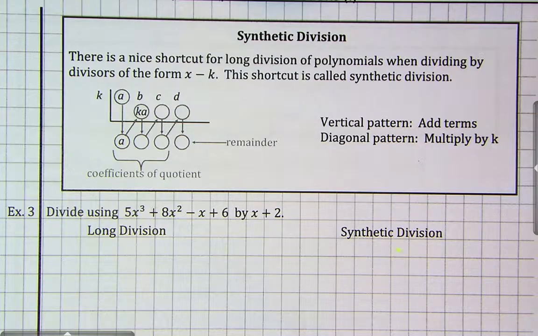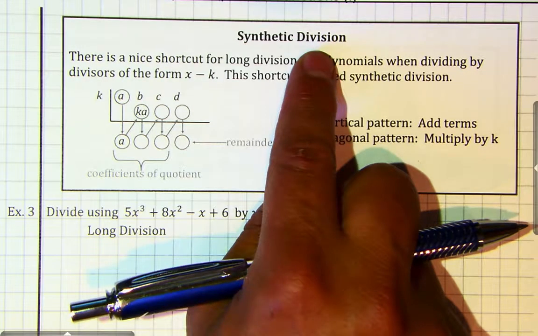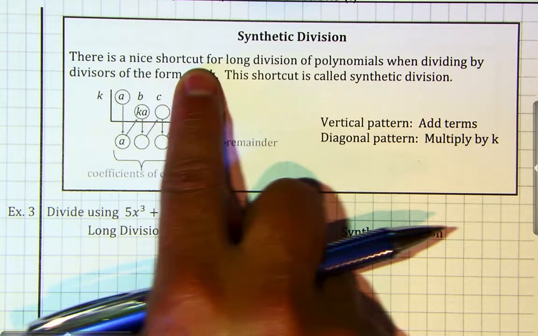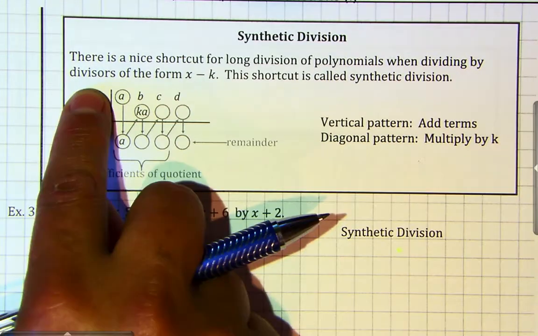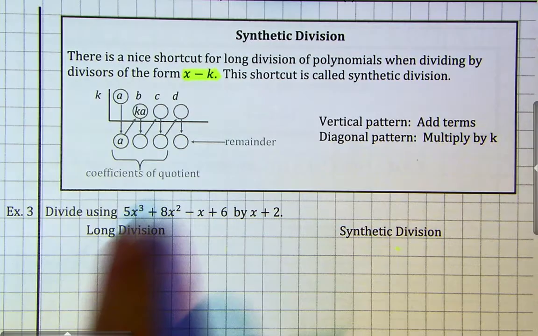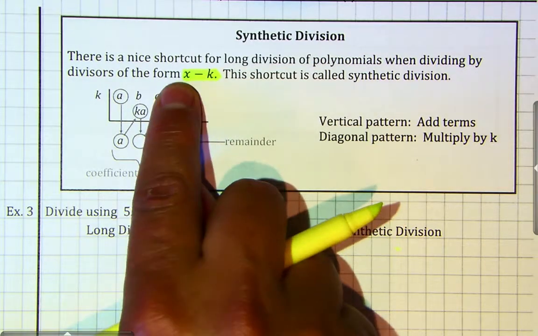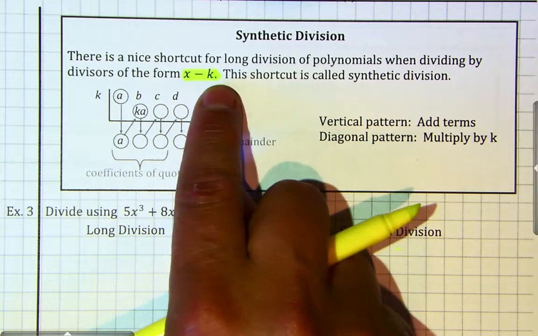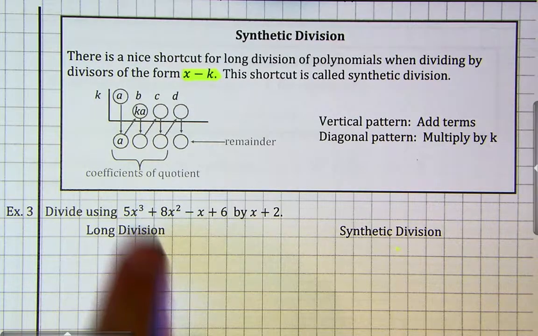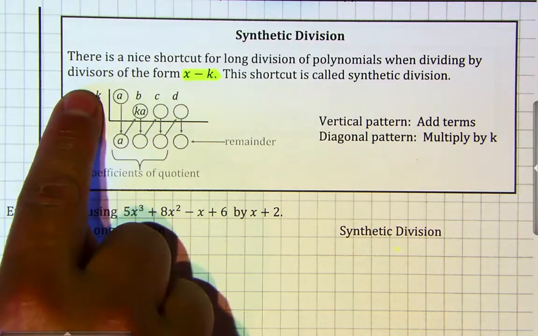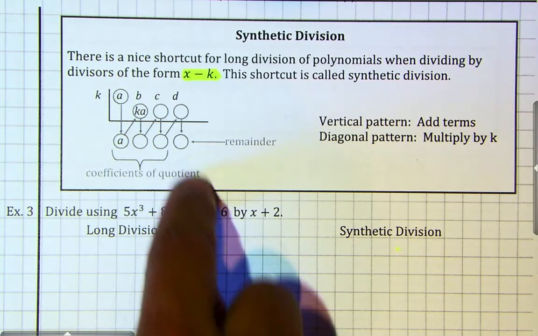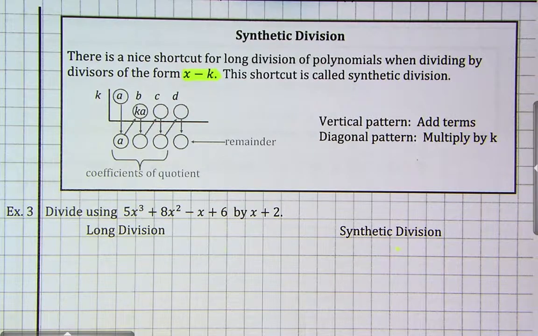Excellent. So synthetic division is a process. There's a nice shortcut to the long division of polynomials when divided by divisors of the form x minus k. So remember that x has to have a coefficient of 1. This shortcut is called synthetic division. And this is the pattern. You bring down the a, and then you multiply, you add, you multiply, you add, you multiply. But let's go through a process. It'll make a little more sense.